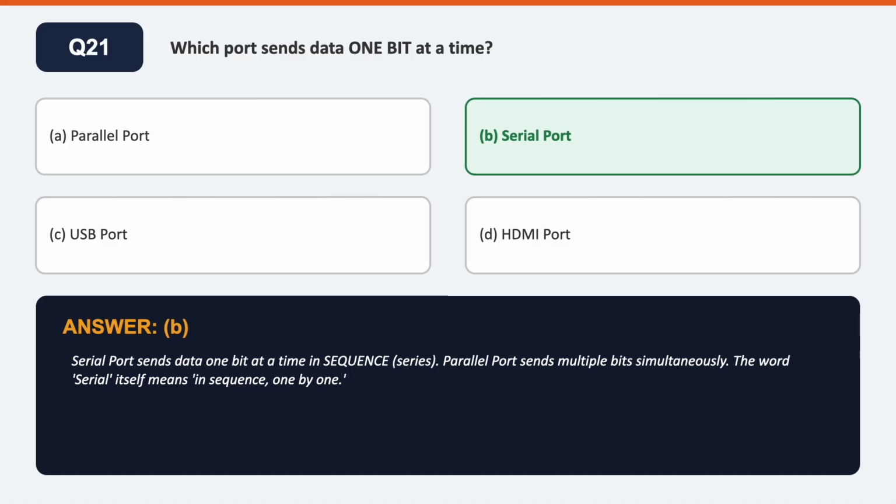Question number 21. Which port sends data 1 bit at a time? A. Parallel, B. Serial, C. USB, D. HDMI. Answer B. Serial means in a series, 1 bit at a time. Parallel means multiple bits simultaneously.